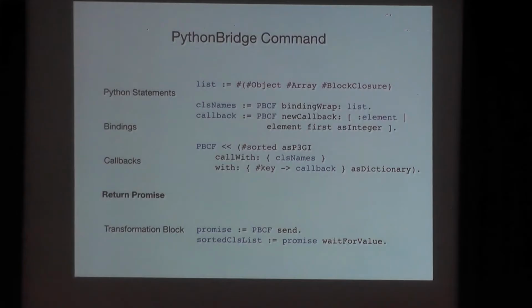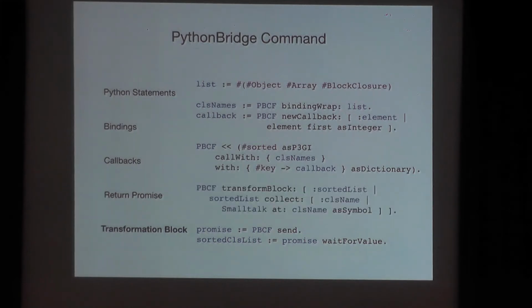Then we have a promise that we are going to wait for the value. And optionally, you can also give a transform block, because these kinds of objects are not like objects in Smalltalk. So then you can have, in this case, the sorted list that is a string, and then you can transform these strings into classes, which is the thing that we want.